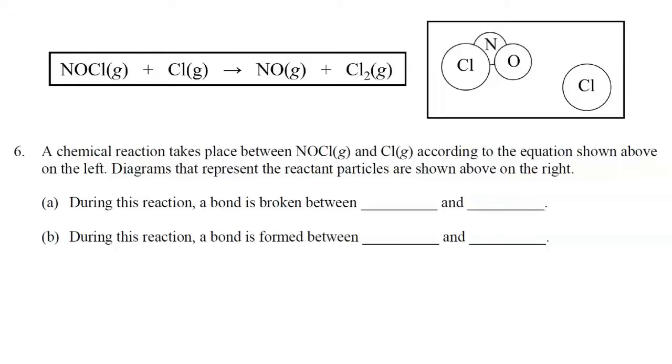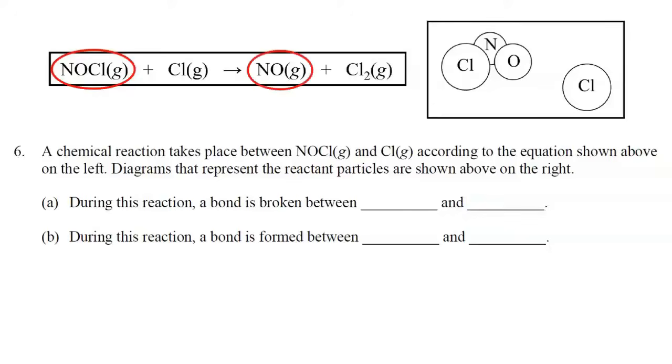Question 6 says a chemical reaction takes place between NOCl and Cl, according to the equation shown above on the left. Diagrams that represent the reactant particles are shown above on the right. So part A is asking what bond is broken, and part B is asking what bond is formed. So I can tell in the balanced equation that I start with NOCl and then I end with NO.